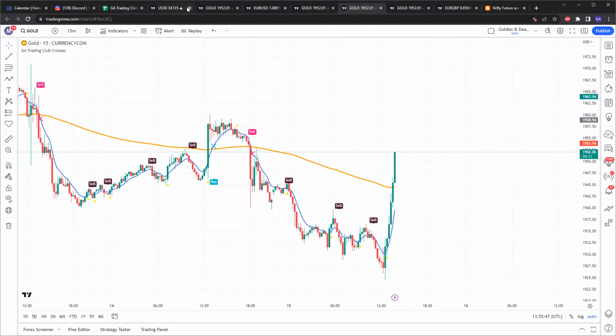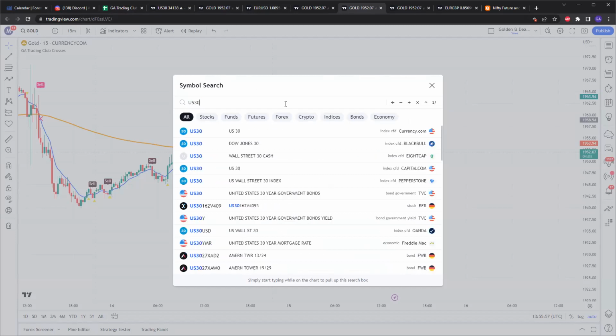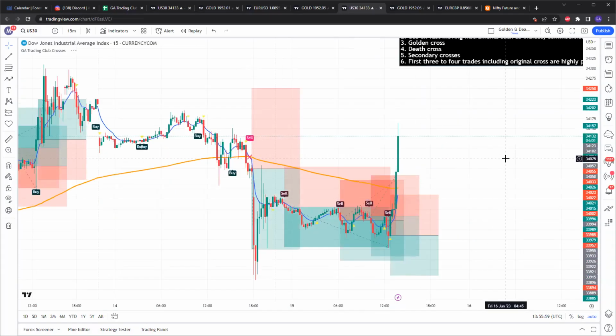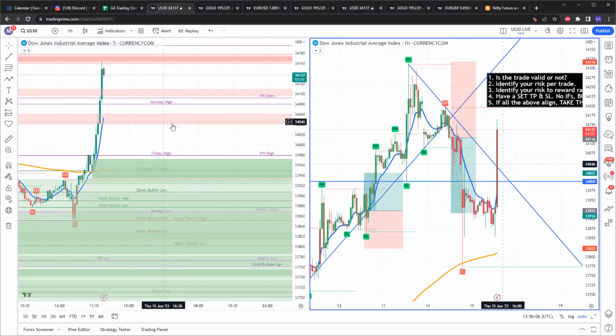Right. So do you see an entry on one of them? On US 30, there's definitely a cross coming for a buy. Do you see it on the 15? Is it better to wait for the retest then, or just enter on the next candle right when the cross happens? So let me see where US 30 is.